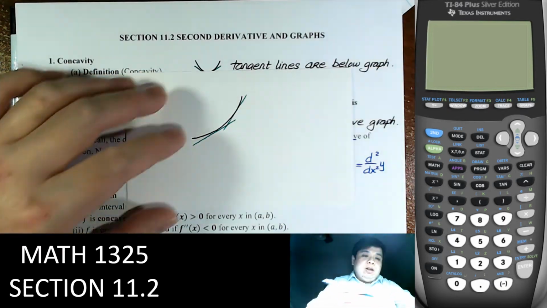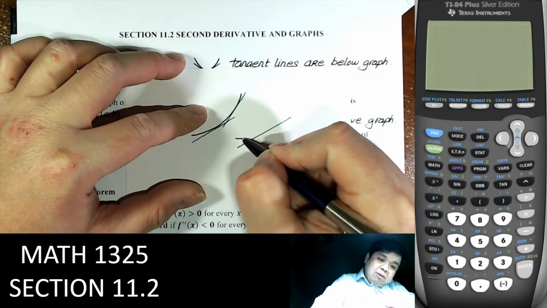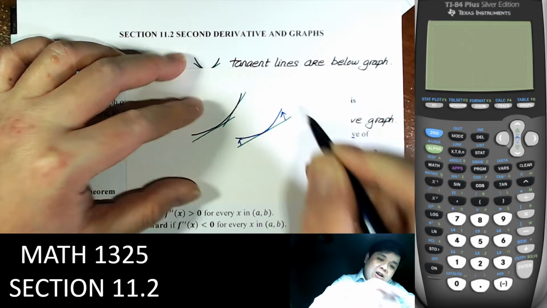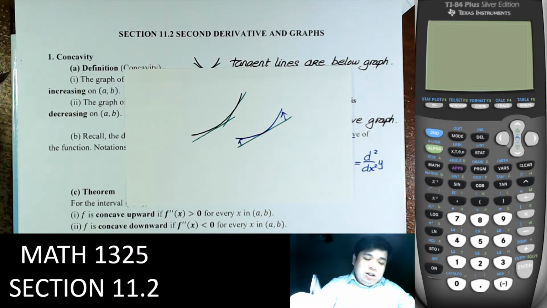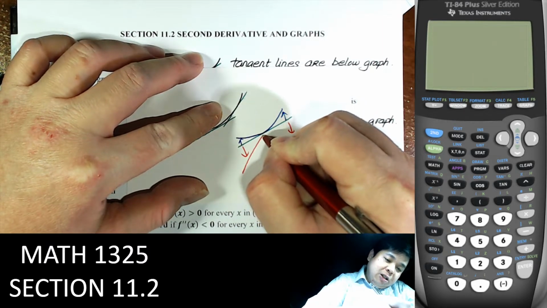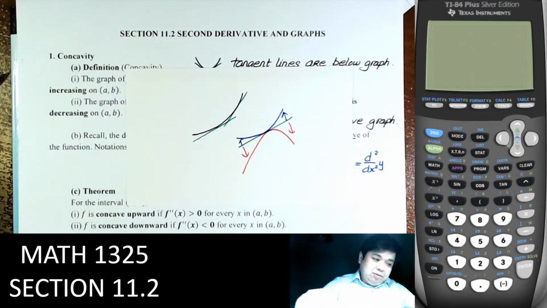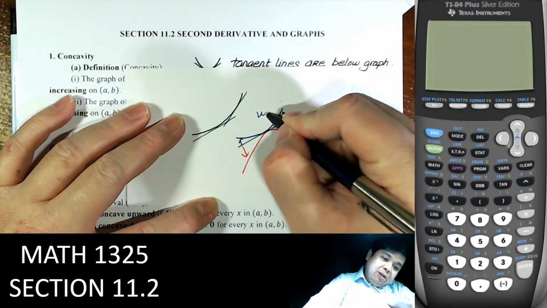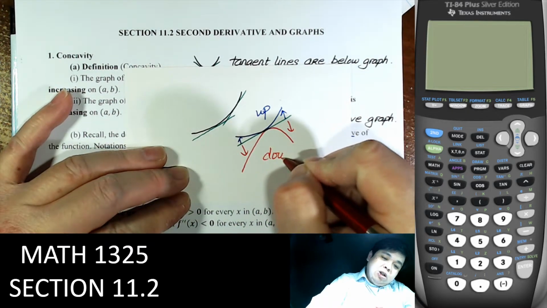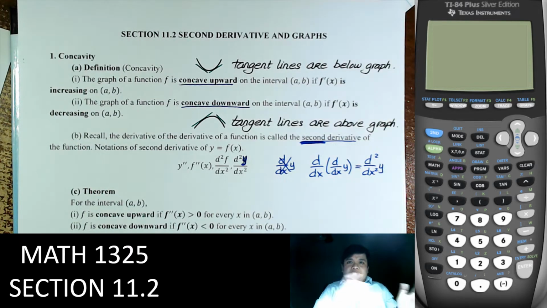Or we can think about it this way: if we have a line and we bend it up, like we bend it in that direction, that is concave up. If we bend it in this direction, this is concave down. So that one is up, and this one is down. We are bending from the straight line. So that is the graph and concavity.